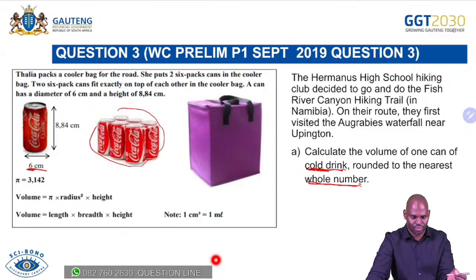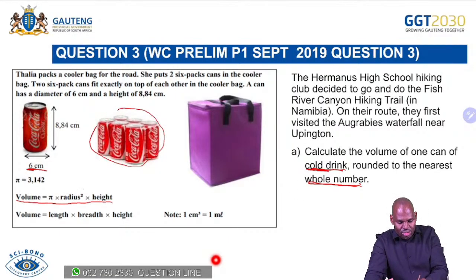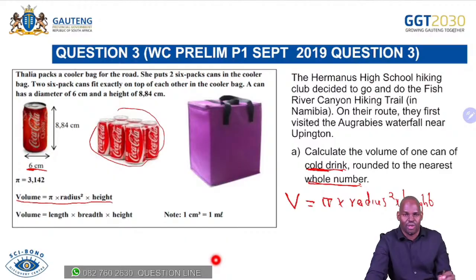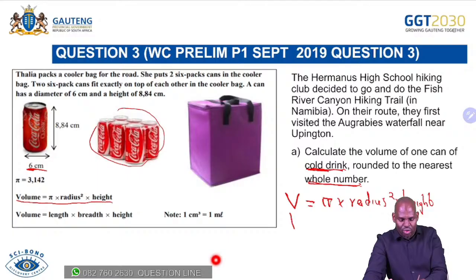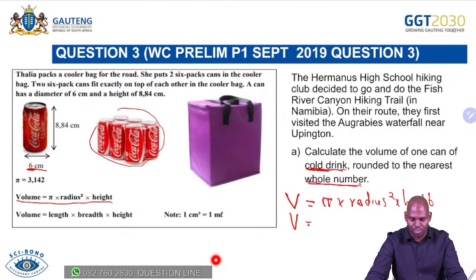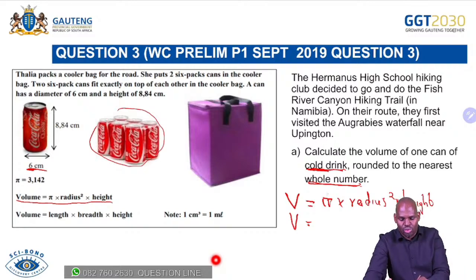Let's check the information that is given. The shape of a can is a cylinder, so we have to take that formula. Volume is equal to pi times radius squared times height. It's very important that you rewrite the formula, boys and girls, and make sure that you have rewritten the correct formula. Now we need to substitute pi. We know the value of pi is 3.142.